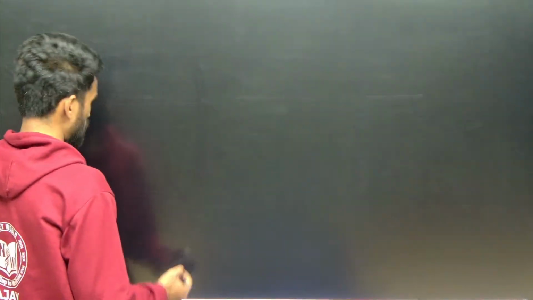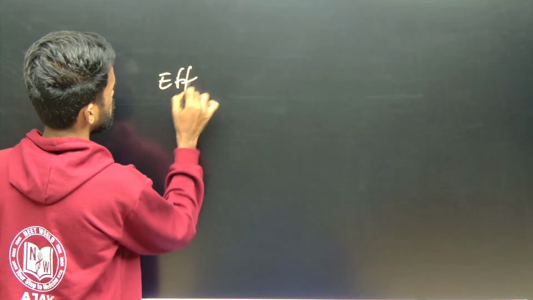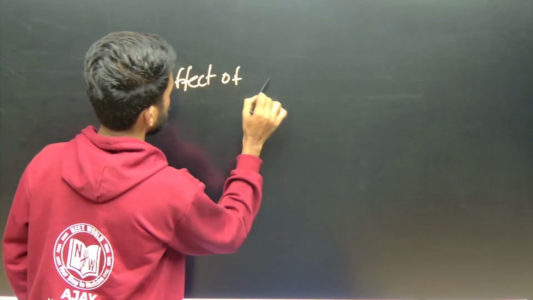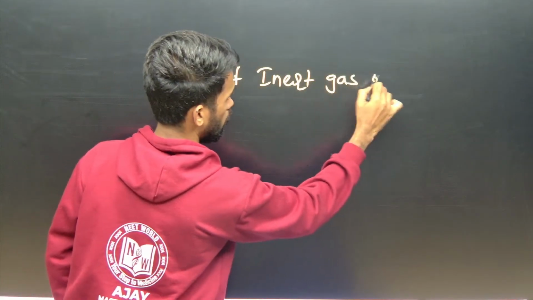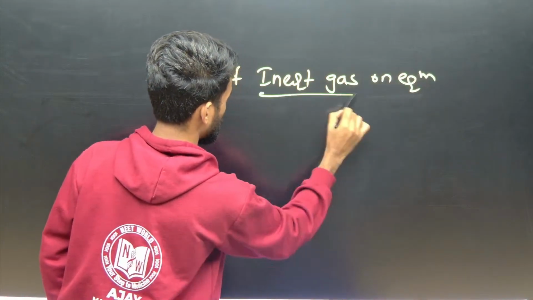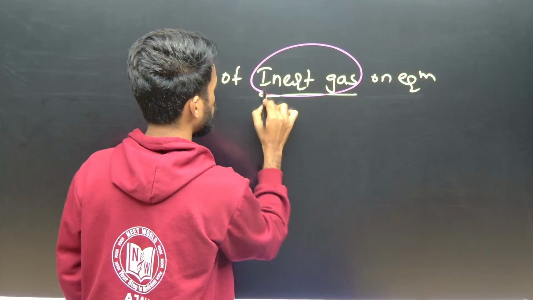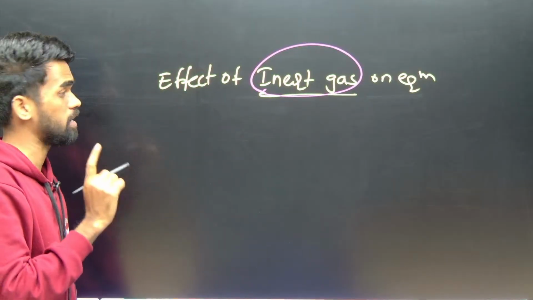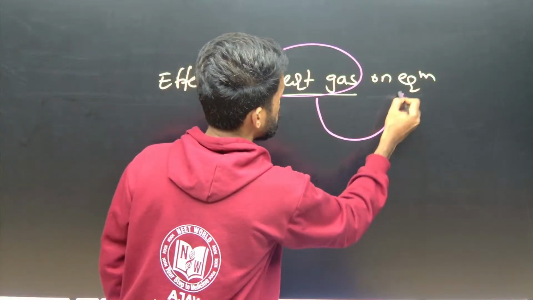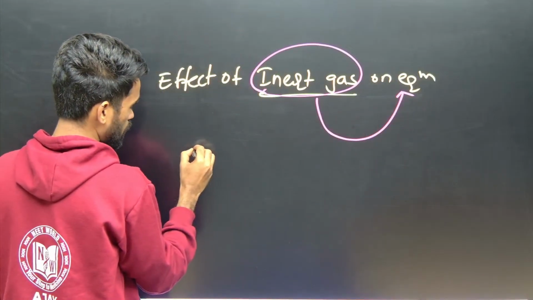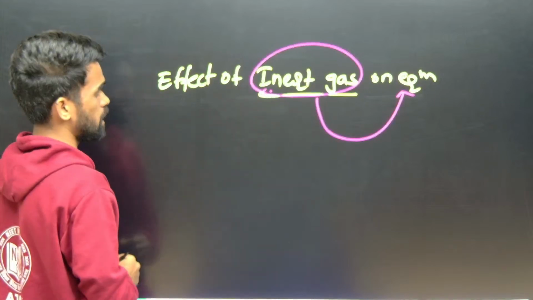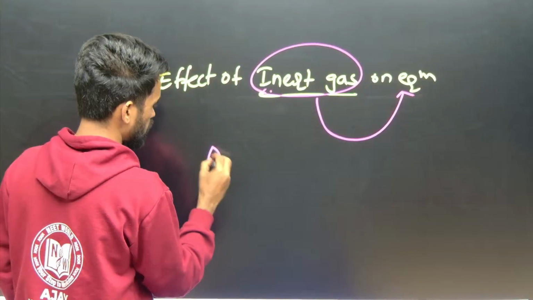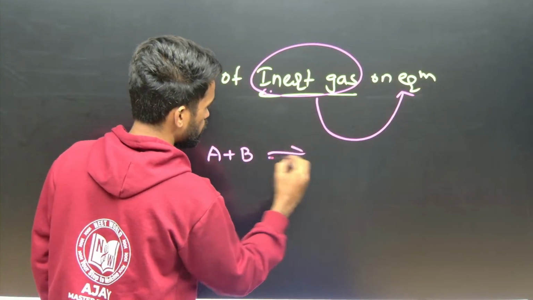And when it comes to inert gas, the addition of inert gas, or the effect of inert gas on equilibrium. So what do we mean by inert gas here? That gas should not be involved in any chemical reaction with the equilibrium species. For example, take the ammonia reaction. If I add inert gas, what happens to the reaction? Let me take a few examples and explain.